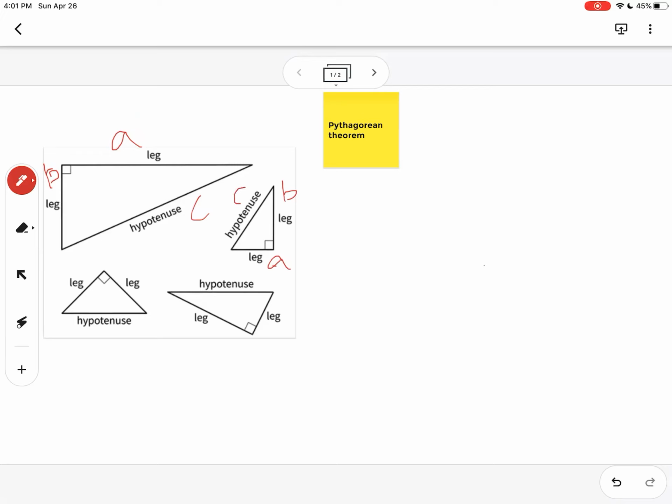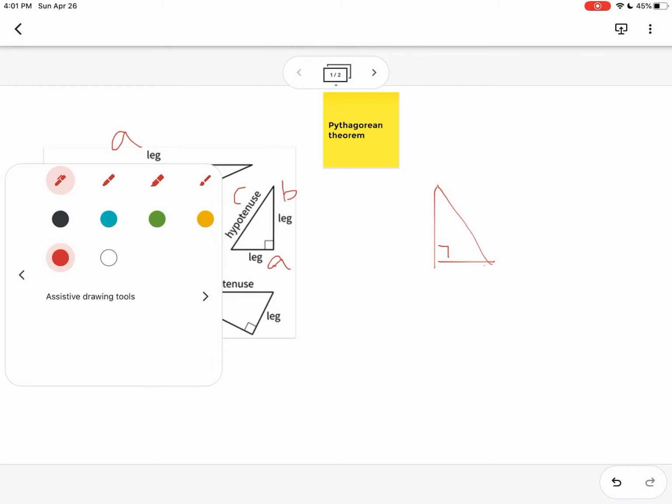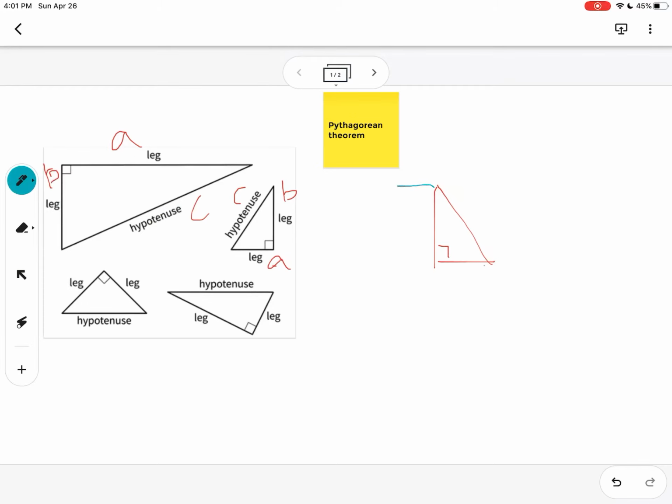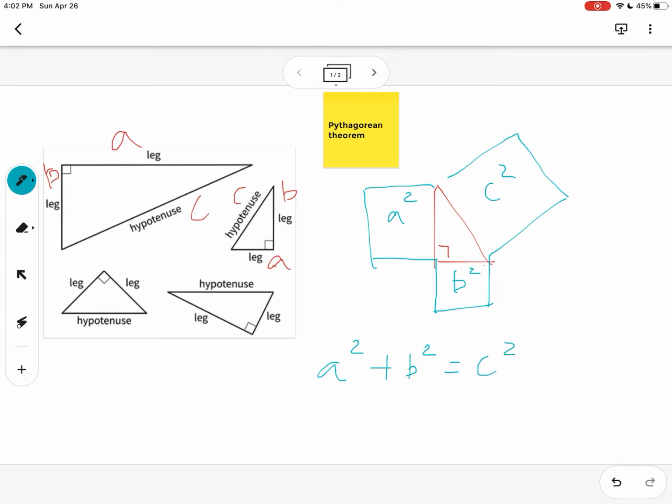If you remember, when we have a right triangle, what the Pythagorean theorem says is if you were to draw a square off of each of the sides, we'll pretend like that's a perfect square, and pretend like this is a square, and this is a square. The area of this is A squared, the area of this is B squared, and the area of this is C squared. Your A squared plus your B squared is equal to your C squared.